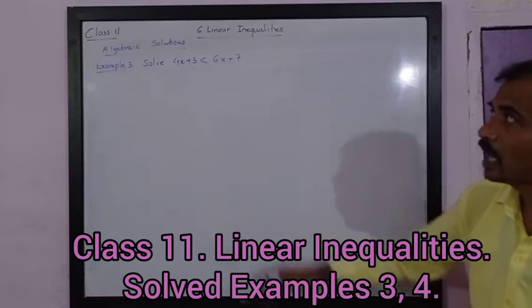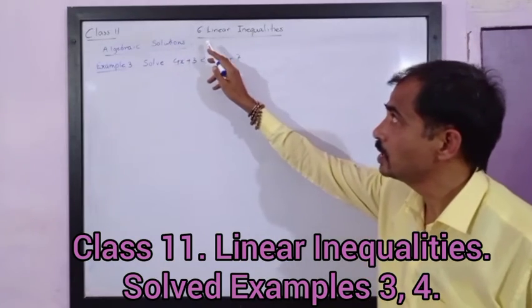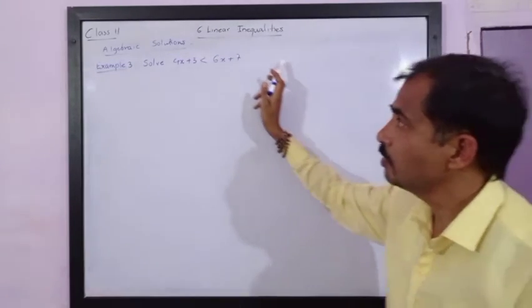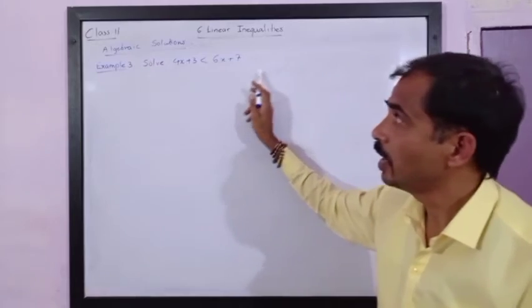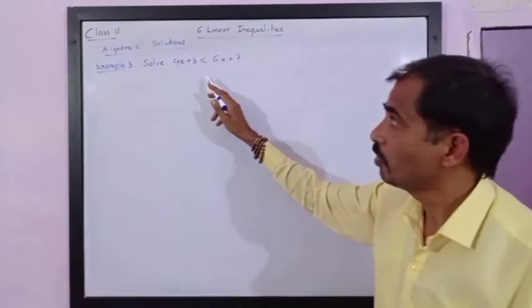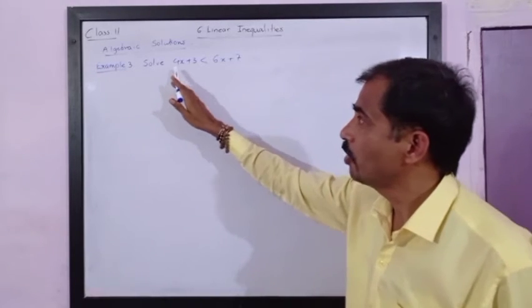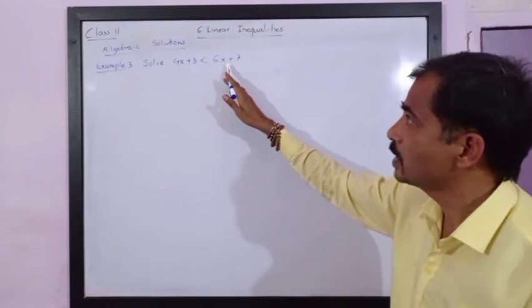Dear friends, in class 11 we are studying the 6th chapter, linear inequalities, and we are trying to solve some linear inequalities. We are trying to get the solutions of linear inequalities. The third solved example in the textbook is: solve 4x plus 3 less than 6x plus 7.